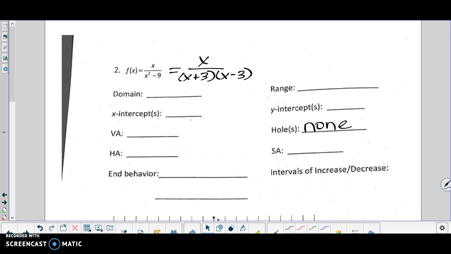So let's go back in order. Domain. I need my denominator equal to 0, the domain restrictions. I'm going to write them over here. You can't equal 3 or negative 3. So, who thinks they got it? Who can say it exactly how it needs to go, the domain? You got it, Maya?